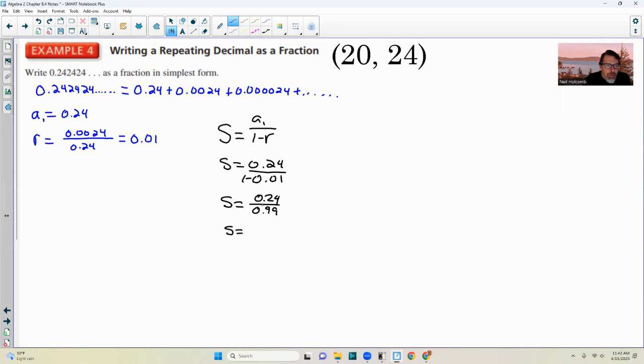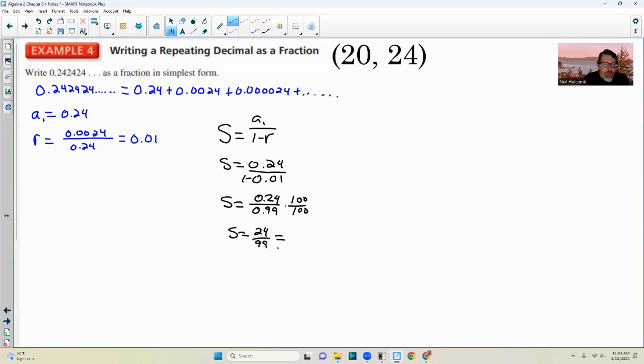3 will go into both. So how many times does 3 go into 24? Actually, let's do it easier, then we'll get rid of the decimal. If I multiply this by 100, that is going to be 24 over 99. What am I doing here? I'm multiplying by 100 over 100 to move the decimal place 2 places on each numerator and denominator.